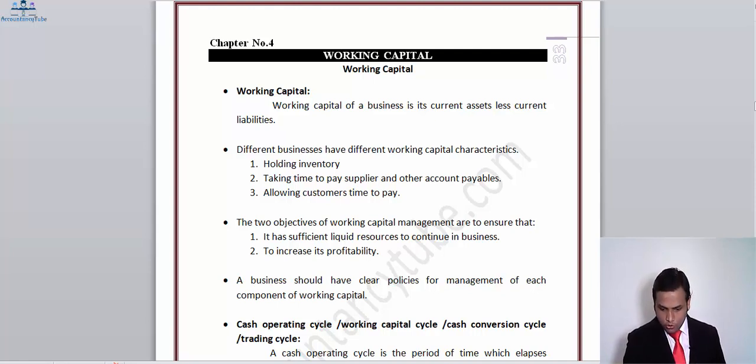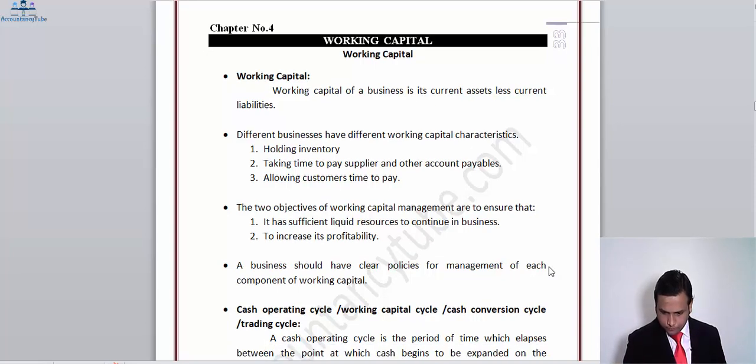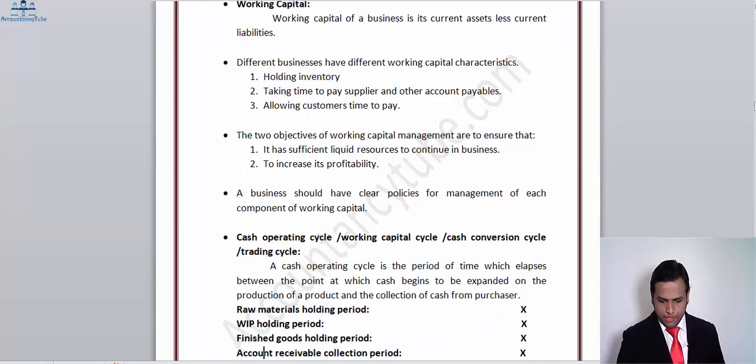Then we have that a business should have a clear policy for management of each of these components to increase its profitability. Now, businesses should have policies to manage each of these components of working capital. We will be learning about these as they come by.